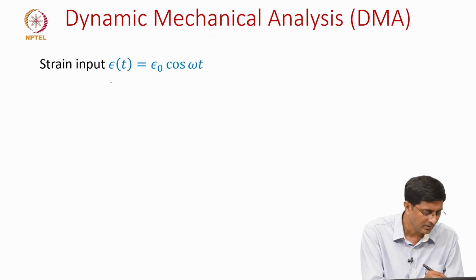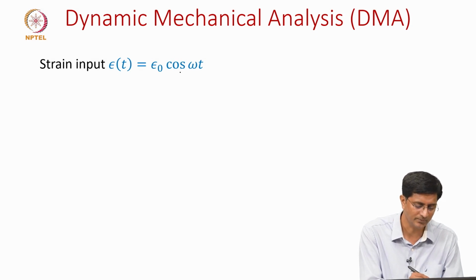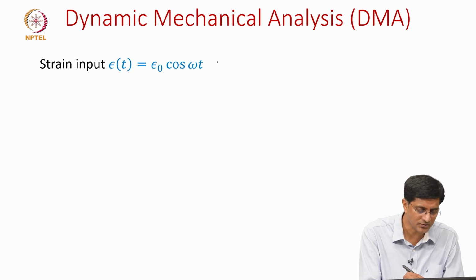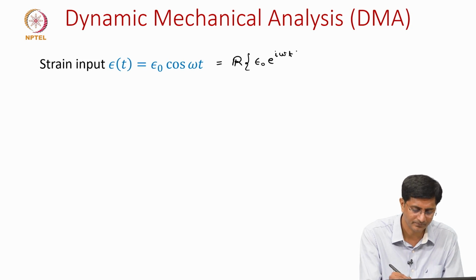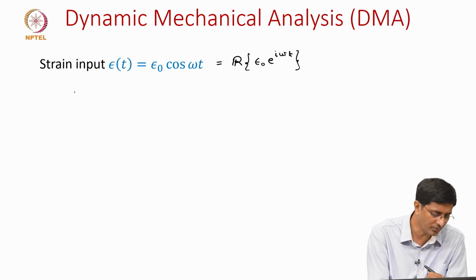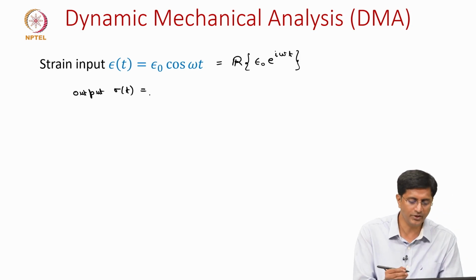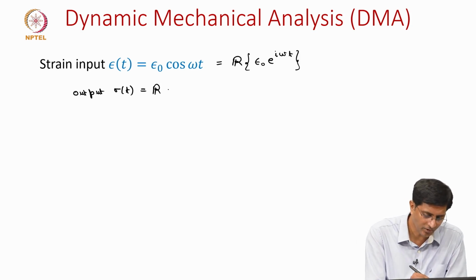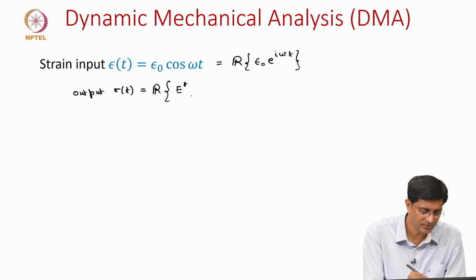So, here we said the strain input epsilon of t is epsilon naught times the cos omega t. From our previous discussions we know this is the real part of epsilon naught times e power I omega t. Now, to find the output stress, we simply need to look at the real part of the complex modulus E star times the strain.